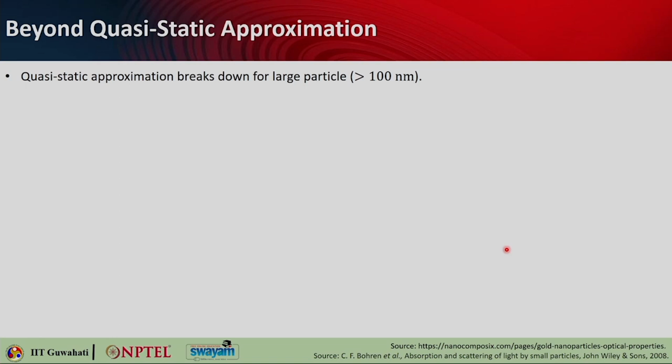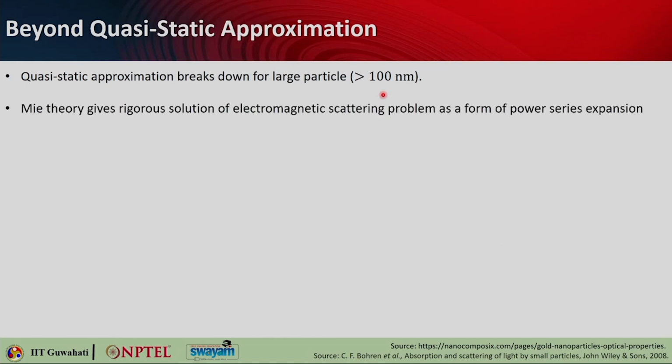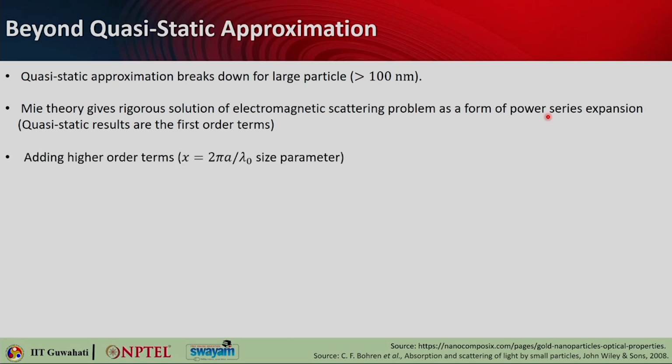So, let us look into the case of first very large particles where the particle size is more than 100 nanometer. In those cases you should go for Mie theory, because it provides you an exact solution in the form of power series expansion, and quasi-static are basically only the first order terms from that expression, okay.